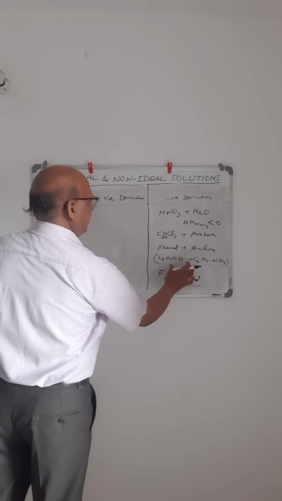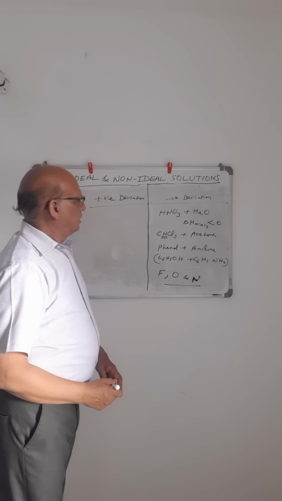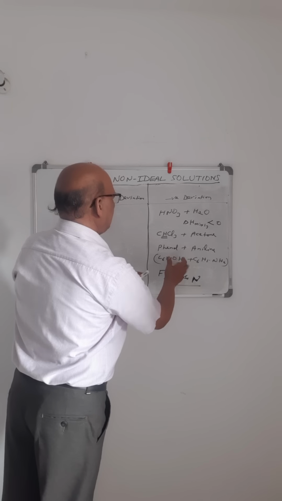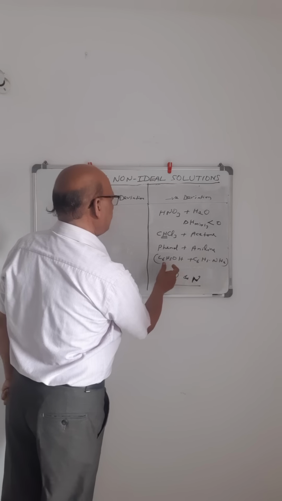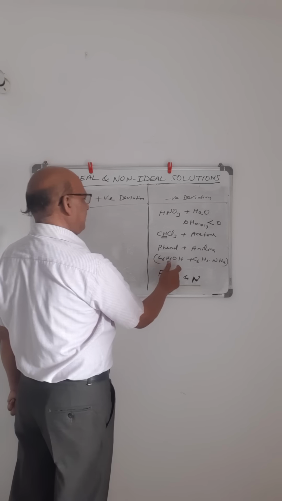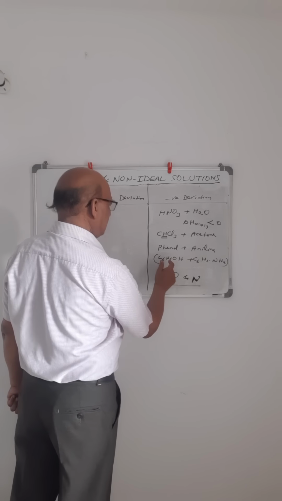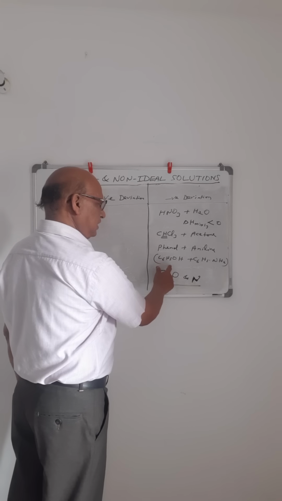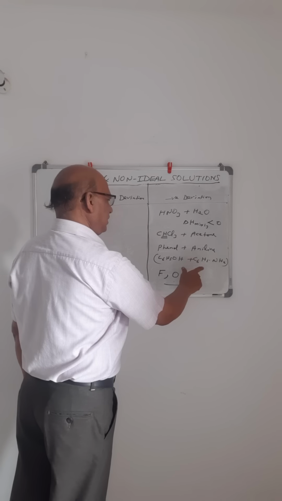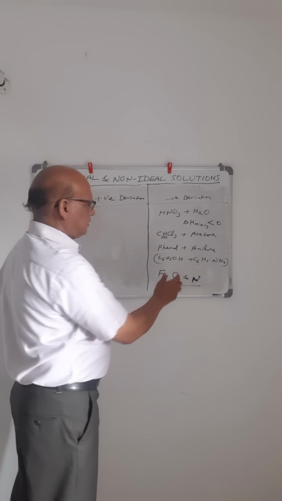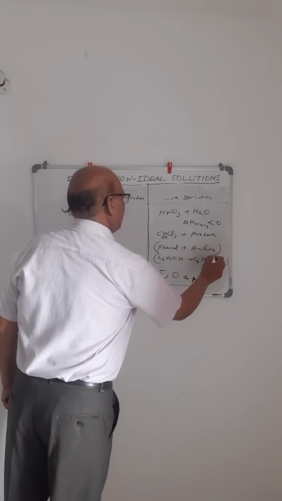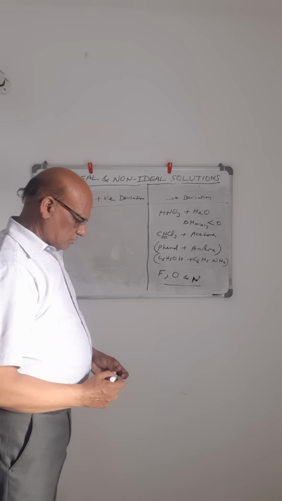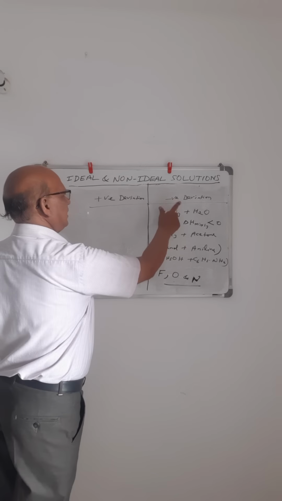Okay, first, why is phenol plus aniline showing negative deviation? Because the hydrogen bonding extent will be more in the mixture as compared to the individual hydrogen bonding shown by phenol and aniline. So even though phenol has hydrogen bonding, and aniline also has hydrogen bonding, the hydrogen bonding extent in the mixture of phenol plus aniline is more as compared to the individual hydrogen bonding. That is why it shows negative deviation.